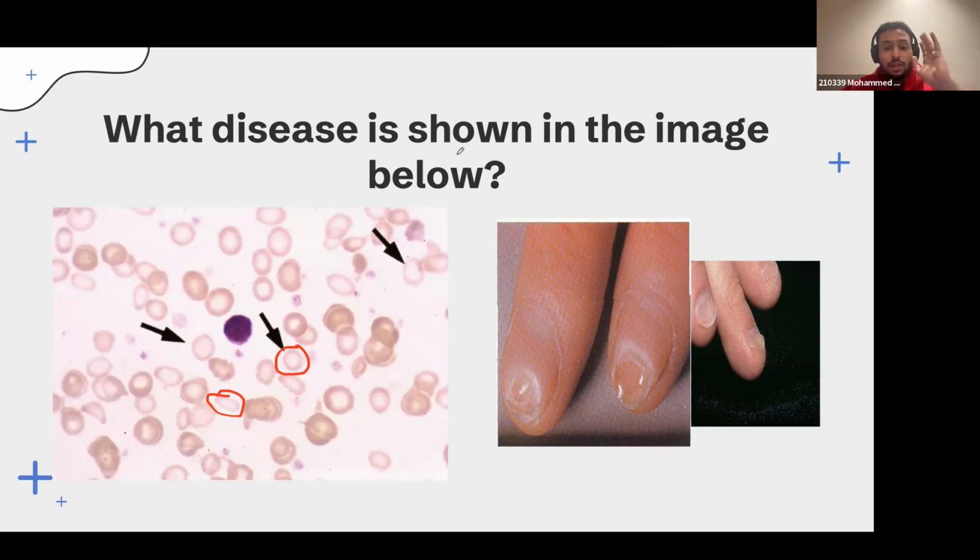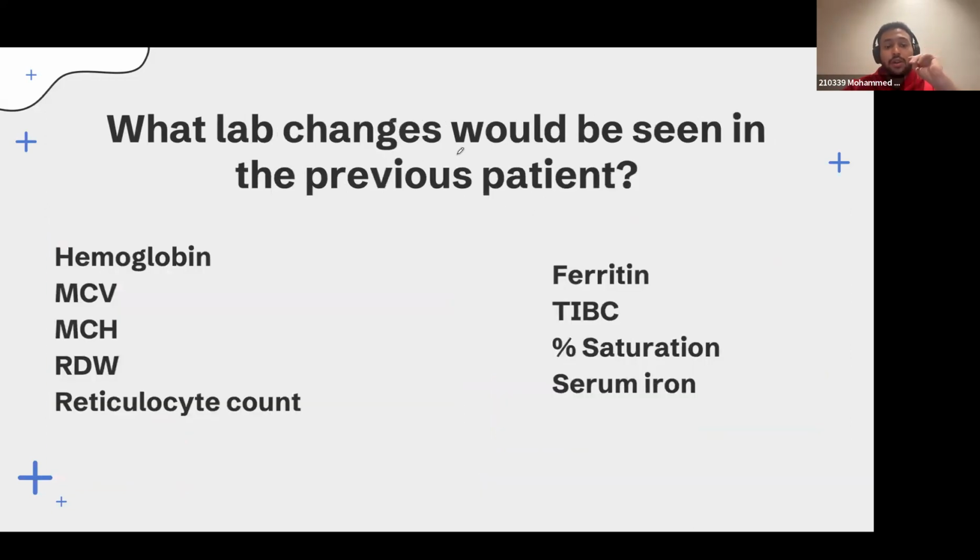Okay, so that's that. Now, I want you guys, for each of these lab values, I want you to tell me what happens to this. So hemoglobin, first of all, what happens to it? Low, excellent. MCV, low. MCH, also low. RDW, high. RDW is high because of the different sizes.